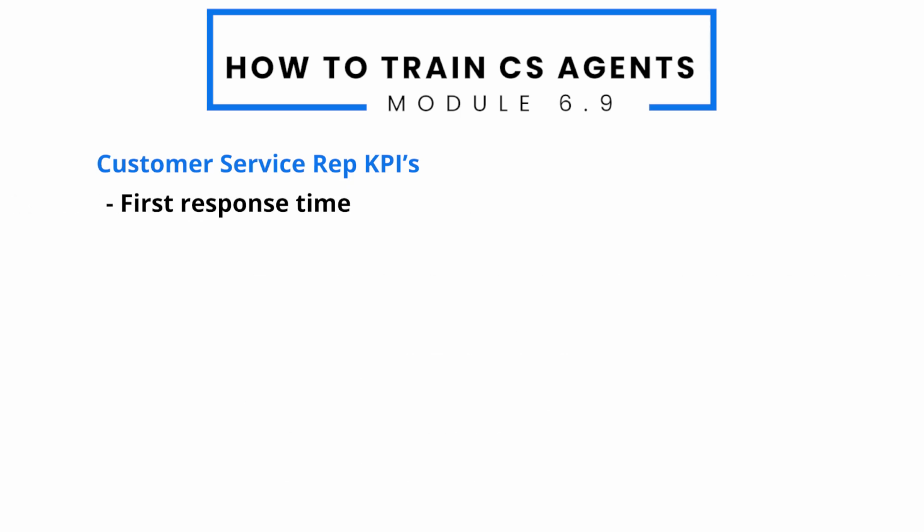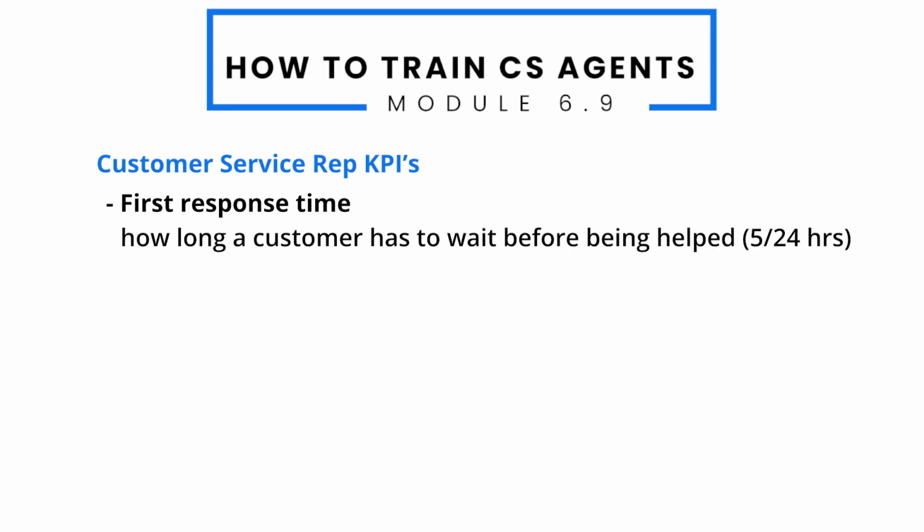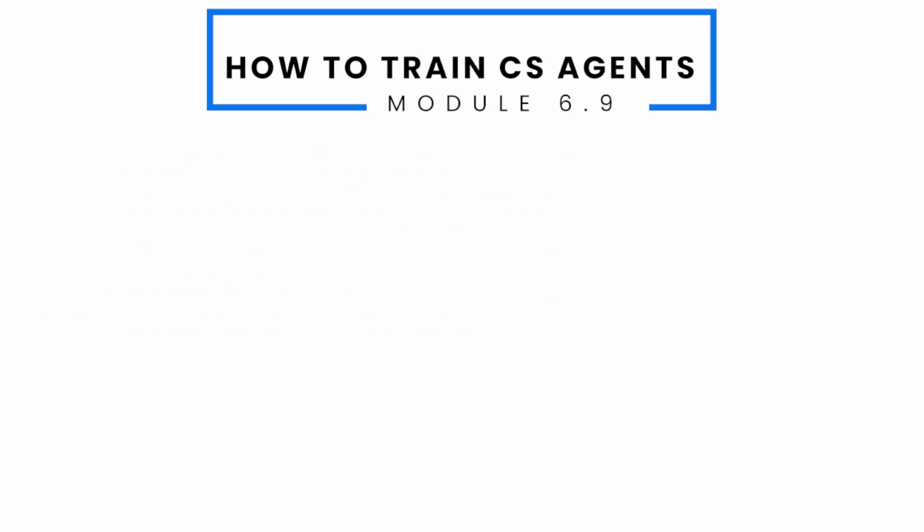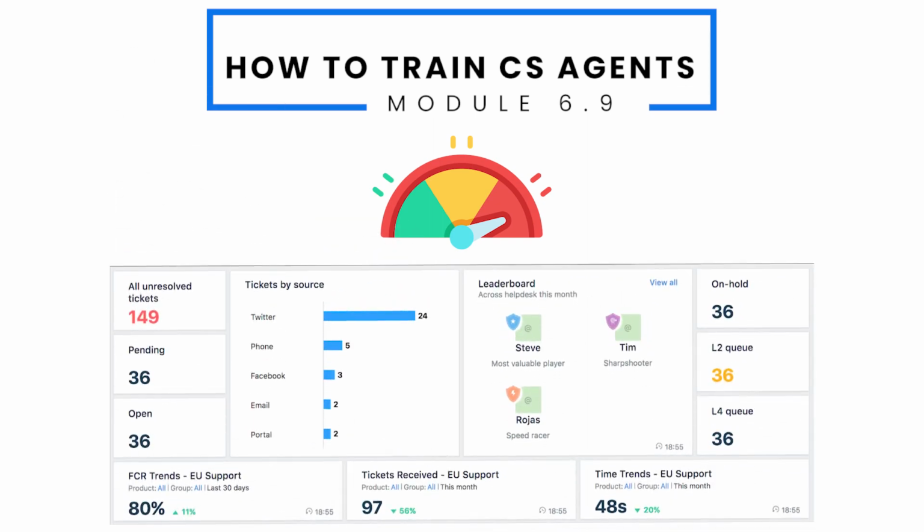First response time. This indicates how long a customer has to wait before being helped with their issue. Ideally, it shouldn't be more than 5 hours, but less than 24 is an industry standard. NPS. The Net Promoter Score indirectly measures a customer's satisfaction with a customer's likeliness to recommend a company. We found that these KPIs address and track the customer support experience quite well and give us a pretty good gauge of how well our team is doing. And the best of all, Freshdesk has a built-in system for tracking these various KPIs.